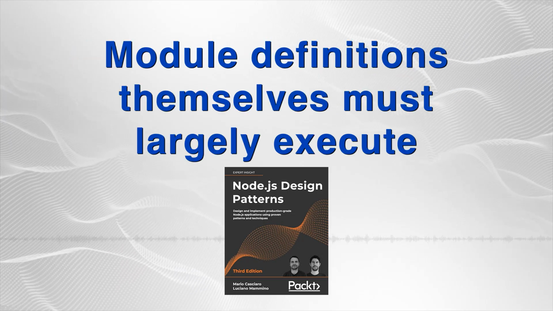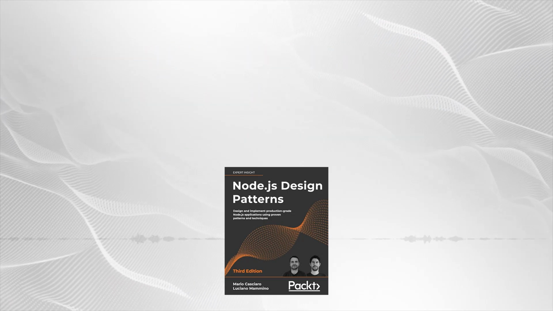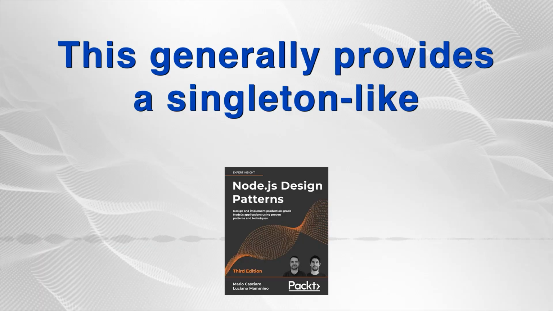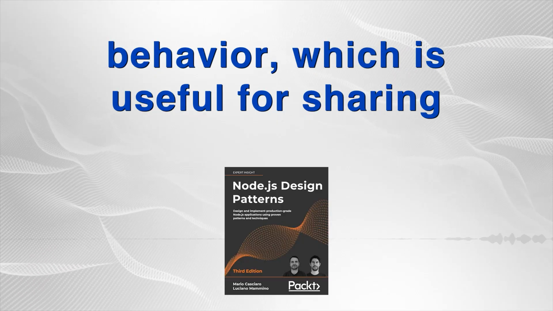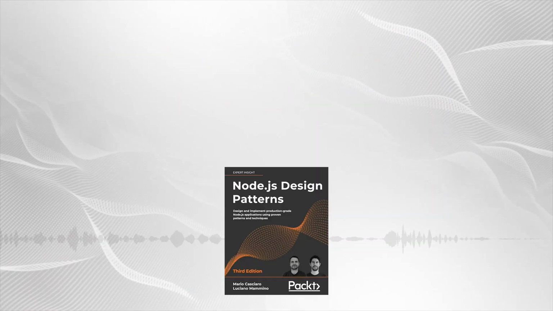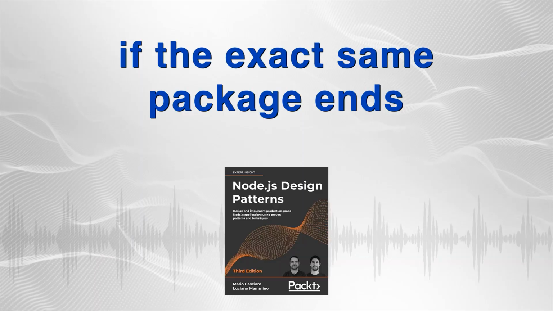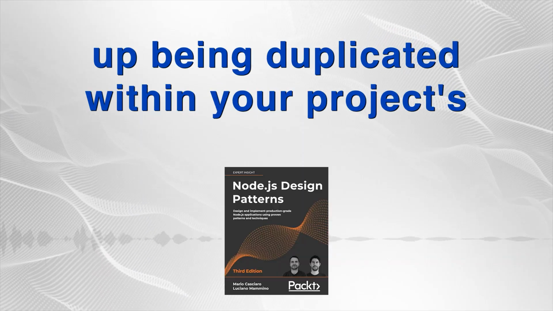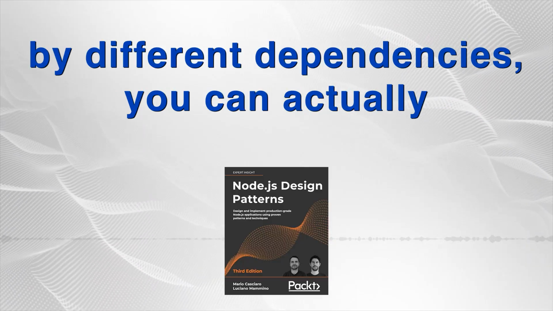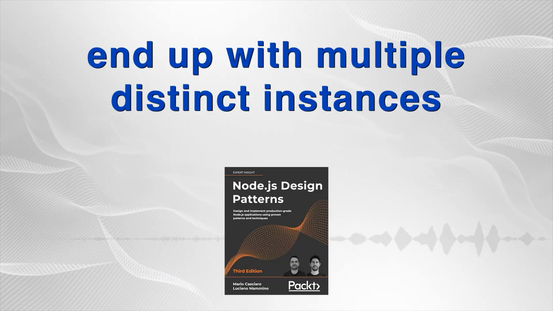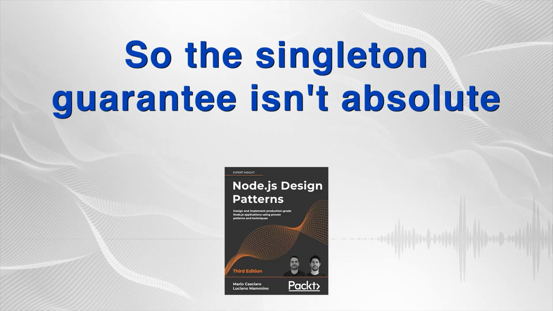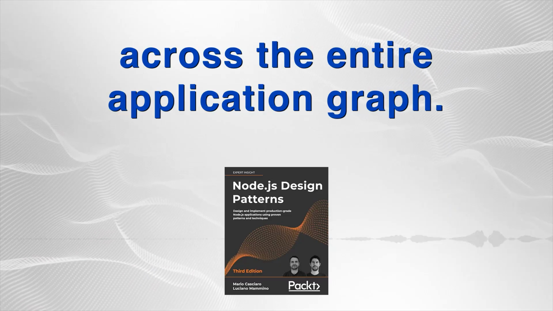Module definitions themselves must largely execute synchronously. Another key aspect is CJS caching. This generally provides a singleton-like behavior, which is useful for sharing state. But there's a catch with that singleton behavior, isn't there? There is. You need to be aware that if the exact same package ends up being duplicated within your project's dependency tree, perhaps different versions required by different dependencies, you can actually end up with multiple distinct instances of that module. So the singleton guarantee isn't absolute across the entire application graph.